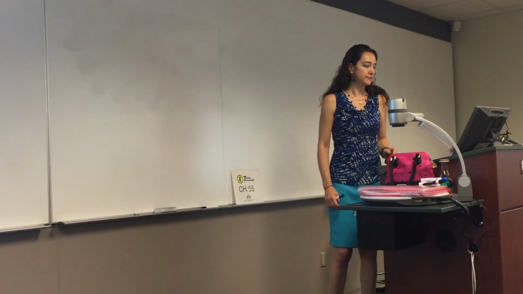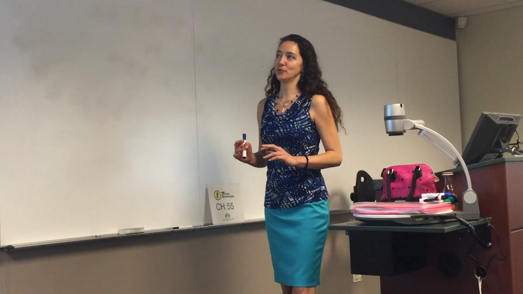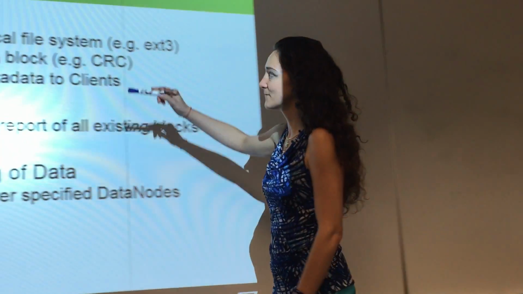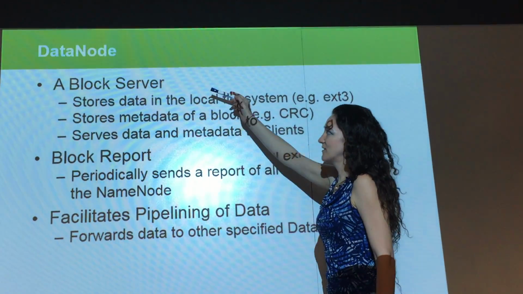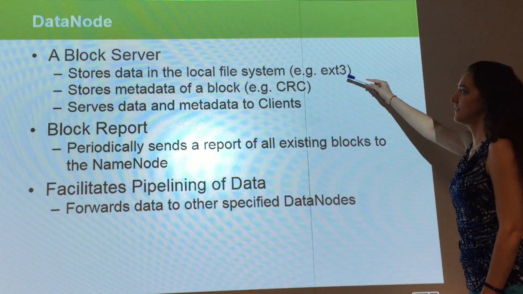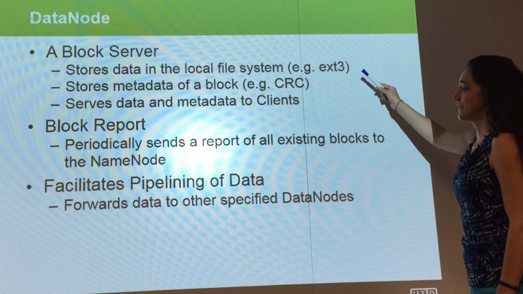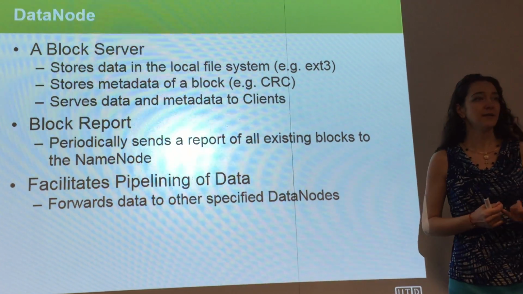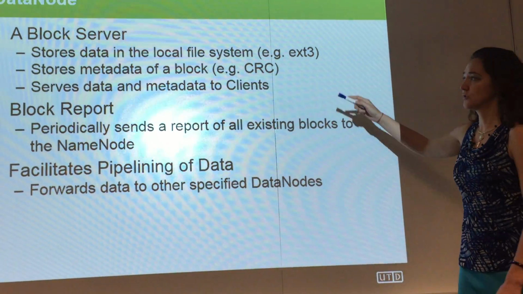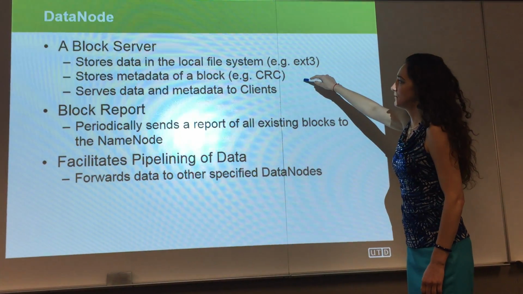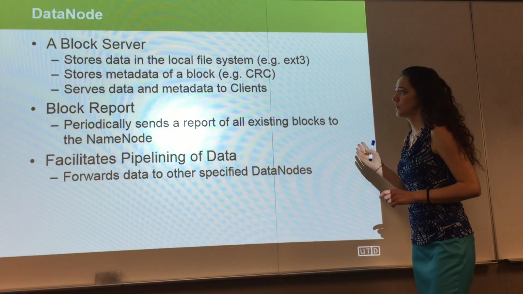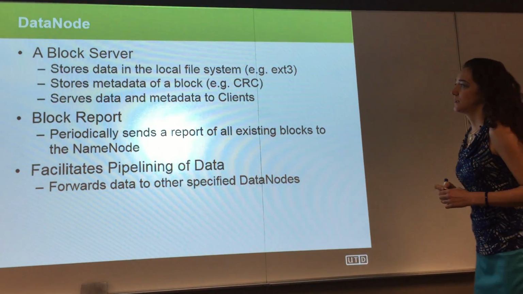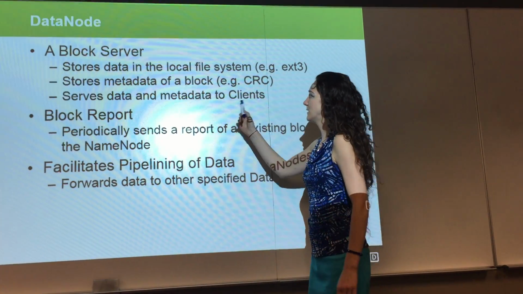The data node, or the servant node, so to speak, is a block server. So it's a server. That's the node that serves the request. So it will store data in its local file system. Remember that that's a single machine that has its own hard drive. So it's just going to store the data on its local hard drive, and the metadata of the block, the metadata that we have just seen in the previous slide. It saves the data and serves the data and the metadata to the client.